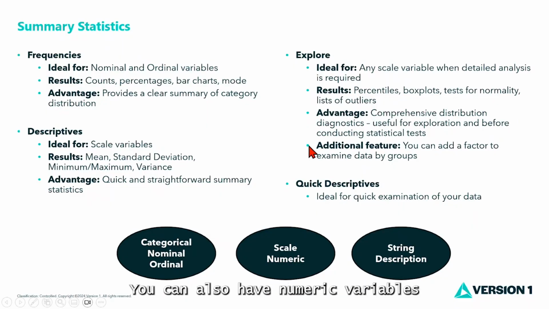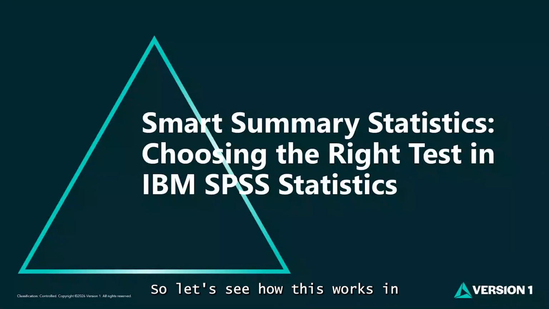You can also have numeric variables and add a factor to examine your data by groups. You also have quick descriptives. Quick descriptives I'll demonstrate, but this is ideal for when you want a quick examination of your data. So remember, categorical data is nominal and ordinal, scale data is numeric, and string data contains descriptions. So let's see how this works in IBM SPSS Statistics.